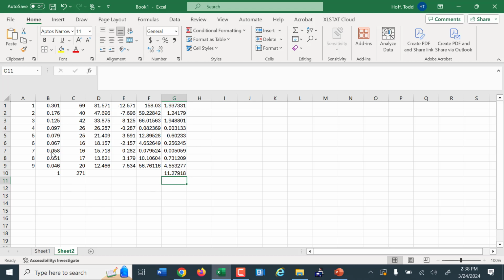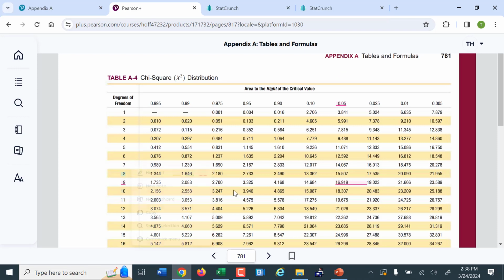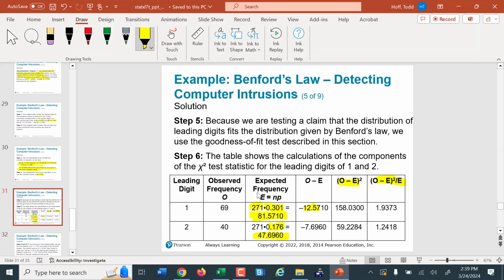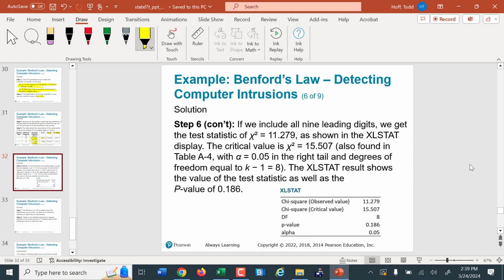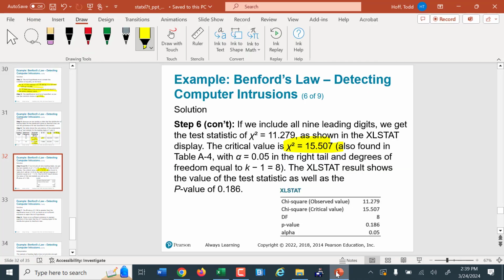Well, what is going to be the critical value? We're only going 1 through 9 here, so K is only 9 categories. That means we only have 8 degrees of freedom. So we'd be looking up here now. Still 0.05, so we get 15.507 as our critical value. So if we have a test statistic greater than 15.507, we would reject. Well, we saw here we got 11.279, which is also what they have listed here. That is not greater than 15.507, so we would fail to reject the null hypothesis here.